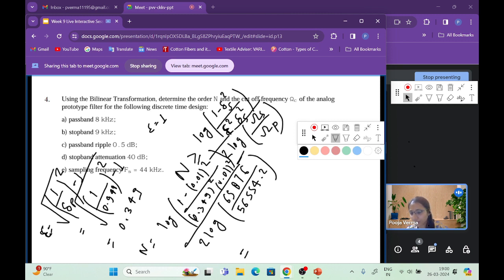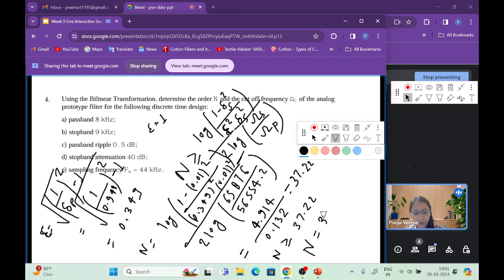So if you solve all these things, you will get 4.914, and in the lower part you will get 0.132. You can solve it, and if you divide this you will get 37.22. That is, the order must be greater than this 37.22, so n will be 38. Okay, so the order of the filter we will get is 38.